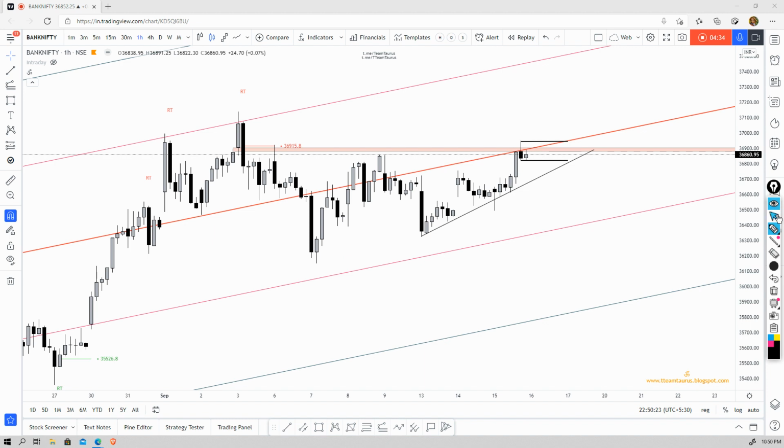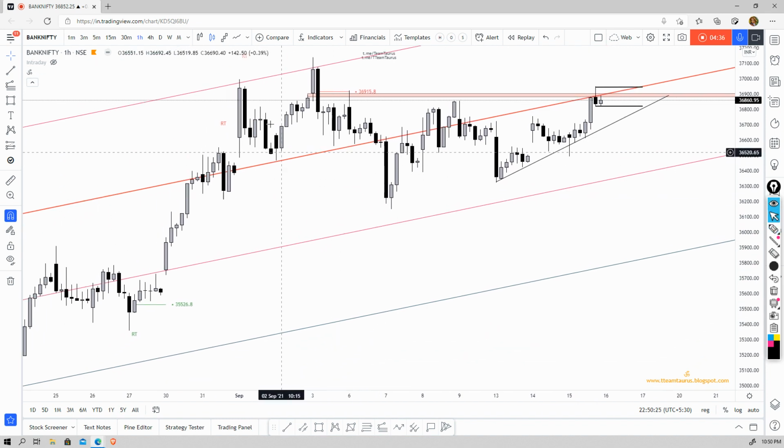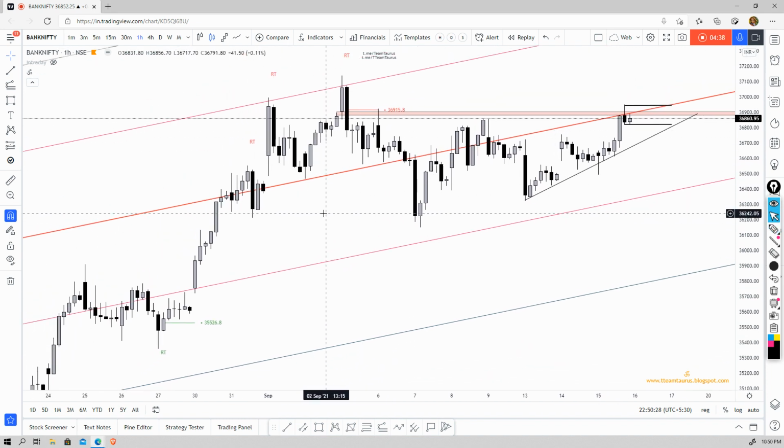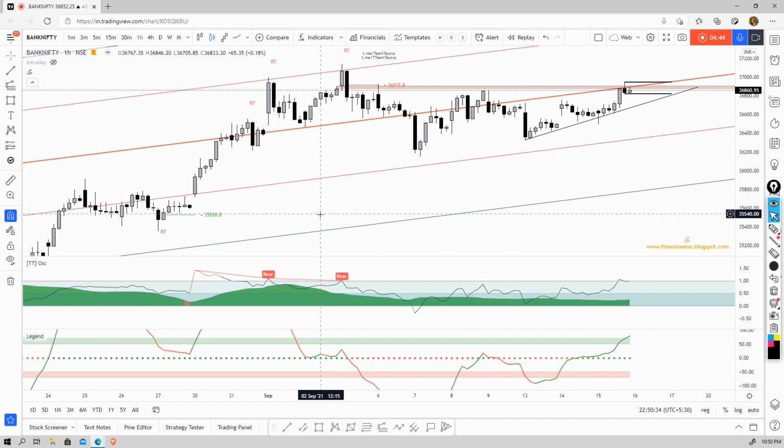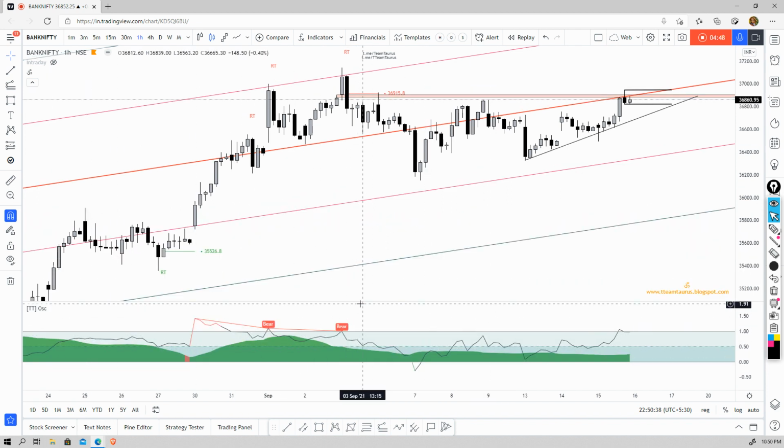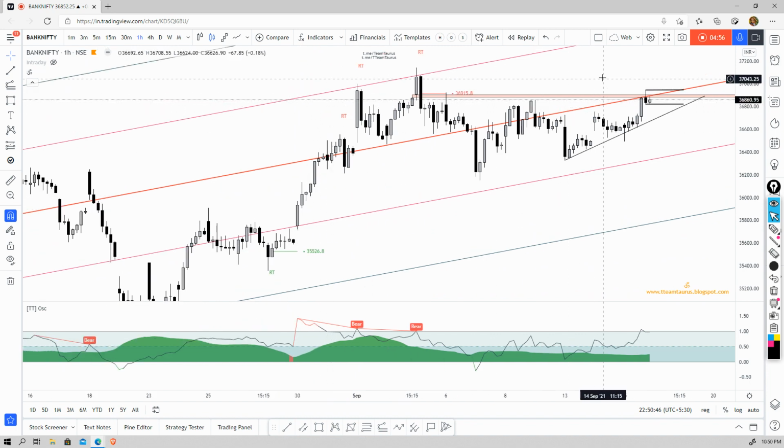So that's how you interpret the RT. And please don't blindly enter into the trade. You definitely need to have one or the other indicators to identify the potential reversals, or support and resistance zones. You need to be very thorough with that.